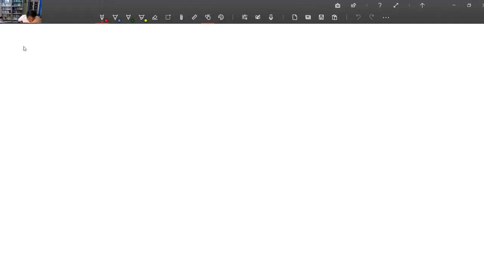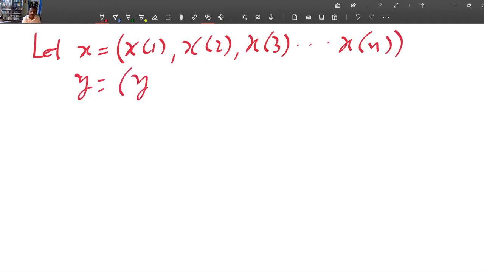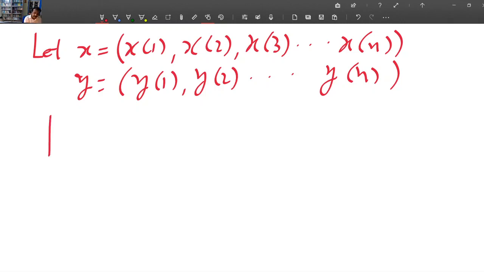You can prove the triangle inequality. So let x = (x(1), x(2), x(3), ..., x(n)) and y = (y(1), y(2), ..., y(n)). So this is your x and y, and you consider x plus y, the p norm of x plus y.